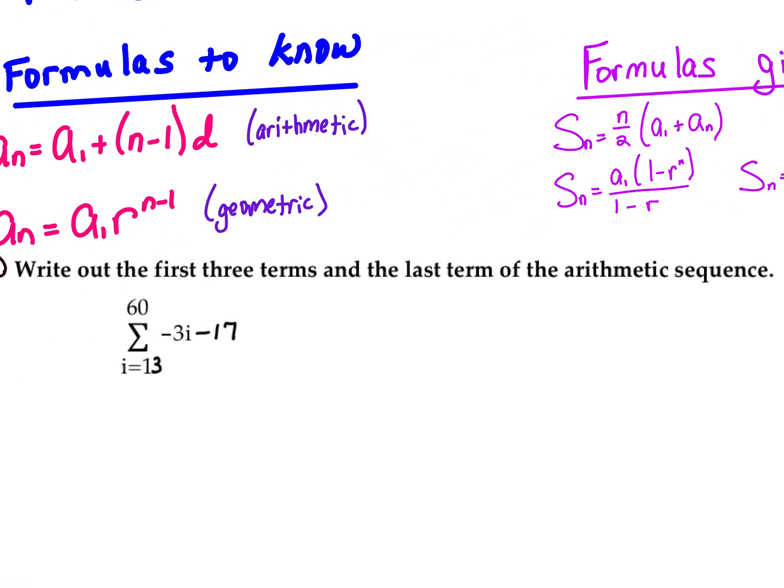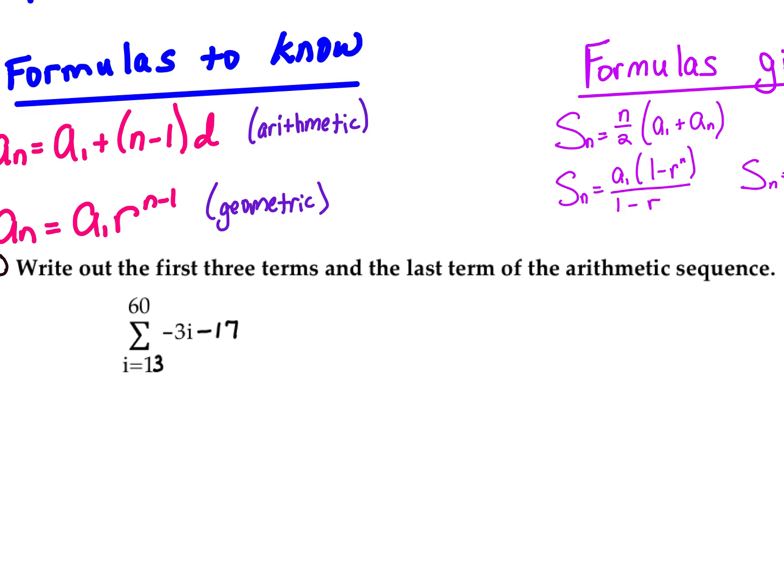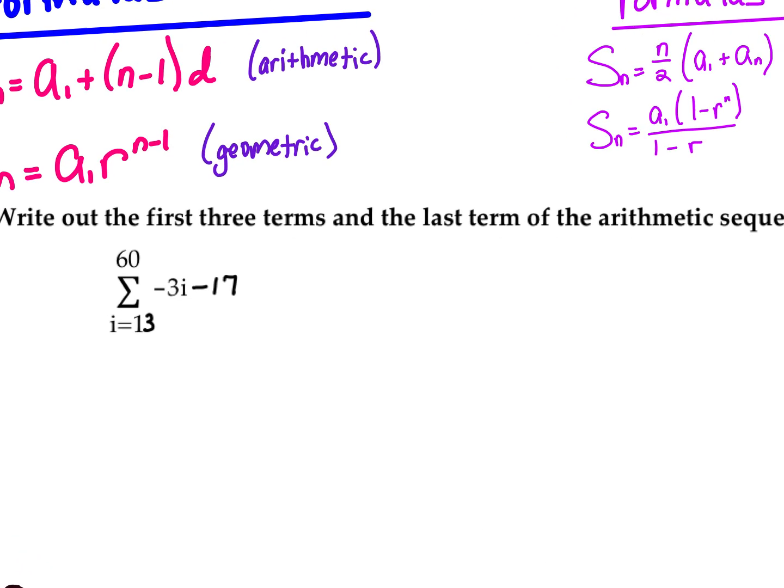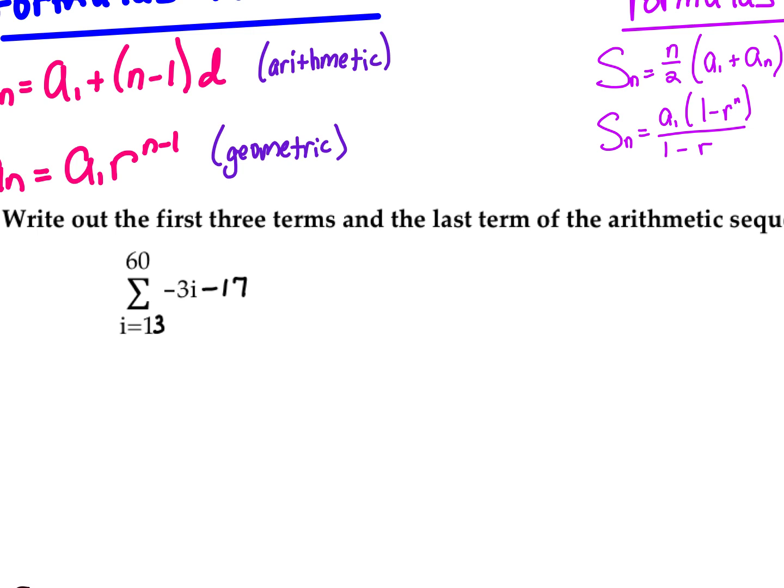So first thing that we're going to do is find the sum in the arithmetic sequence that is given to us. We're not finding the first 3 terms and the last 3 terms. We're just finding the sum. So to find the sum, you're going to use S sub n is equal to n over 2 times a sub 1 plus a sub n.